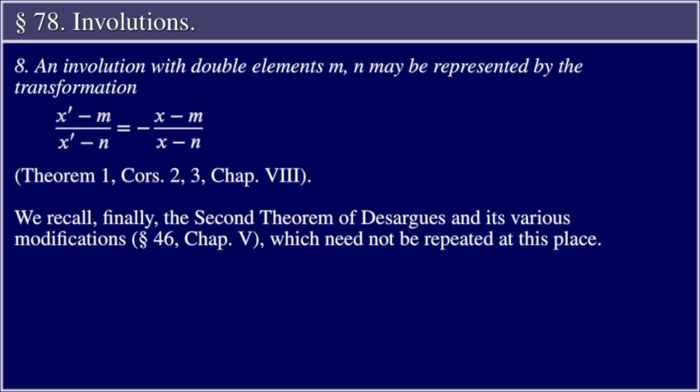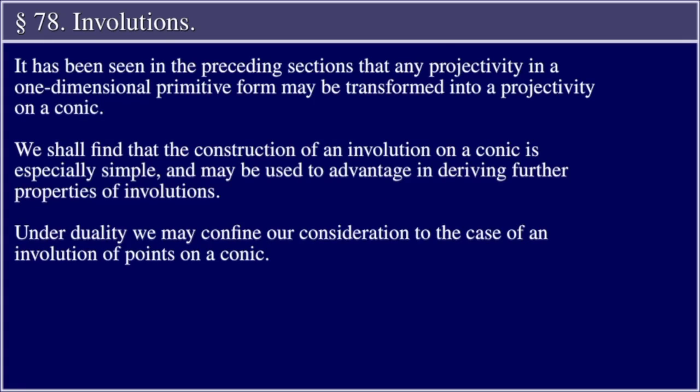We recall finally the second theorem of Desargues and its various modifications, Section 46, Chapter 5, which need not be repeated at this place. It has been seen in the preceding sections that any projectivity in a one-dimensional primitive form may be transformed into a projectivity on a conic. We shall find that the construction of an involution on a conic is especially simple and may be used to advantage in deriving further properties of involutions. Under duality, we may confine our considerations to the case of an involution of points on a conic.